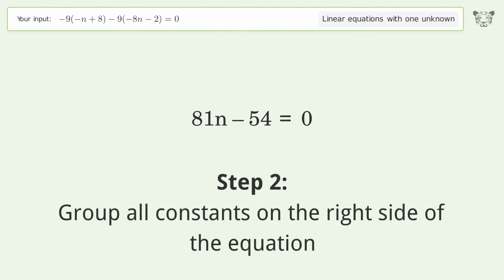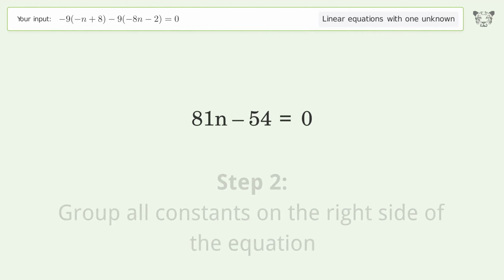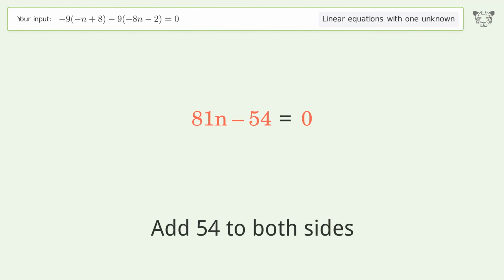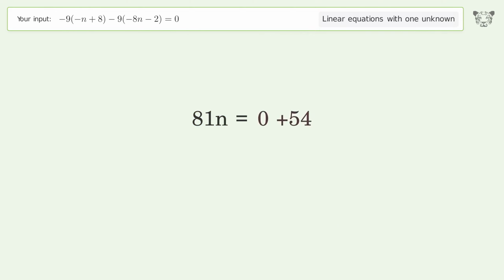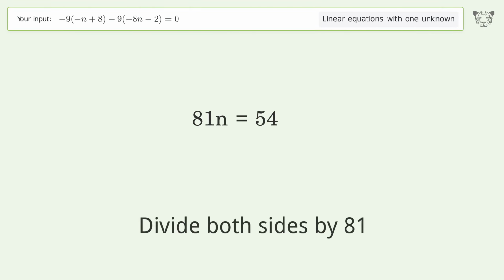Group all constants on the right side of the equation. Add 54 to both sides. Simplify the arithmetic. Isolate the n. Divide both sides by 81.